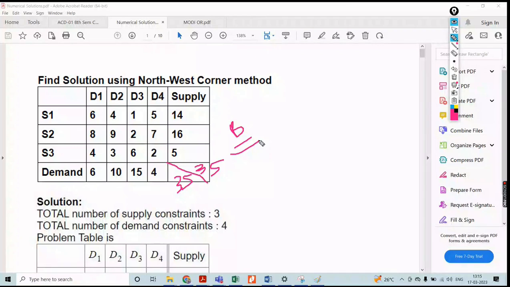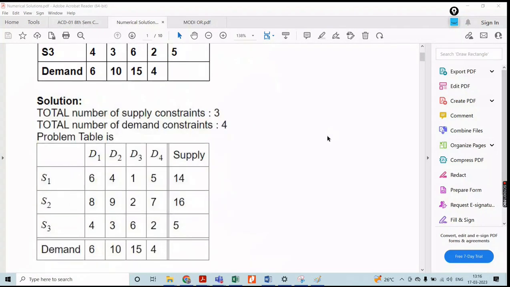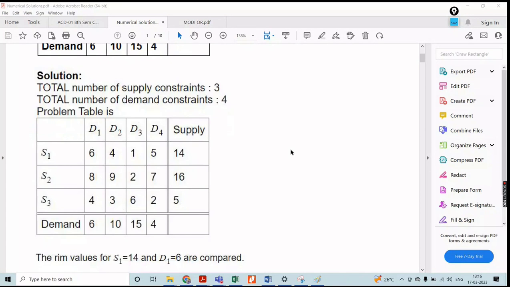Keep this in mind, first and foremost thing. Once you have identified this, then you can go for the solution. Whichever method you use, first identify whether it is balanced or unbalanced. Then you can decide on adding a dummy row or dummy column, corresponding to what you need to match. Okay, then note down the solution with respect to that.